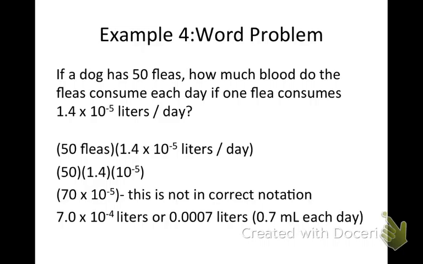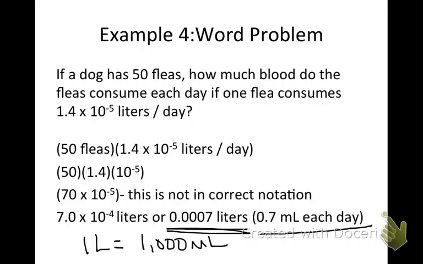If I put that in standard form, you can see standard form right here. So here's my standard form. And if I convert that to milliliters, it is 0.7 milliliters. Because if you remember, 1 liter equals 1,000 milliliters. So if I take my 0.007 times 1,000, I get 0.7, right?